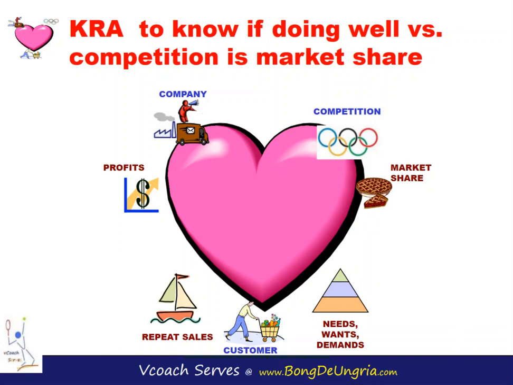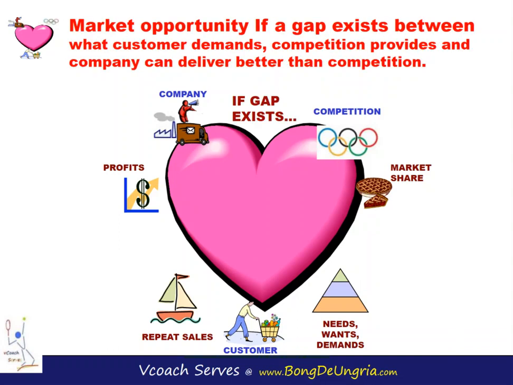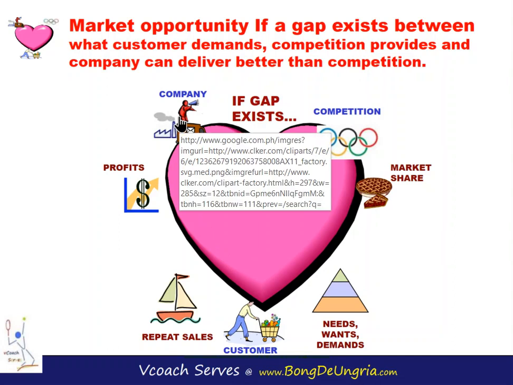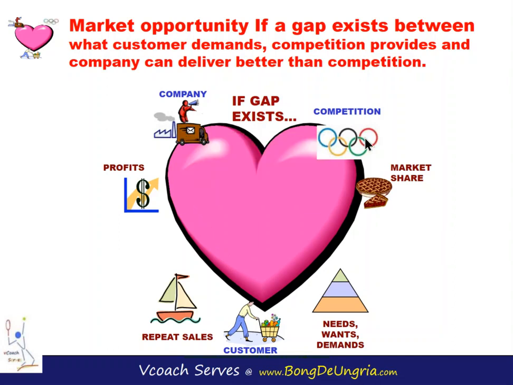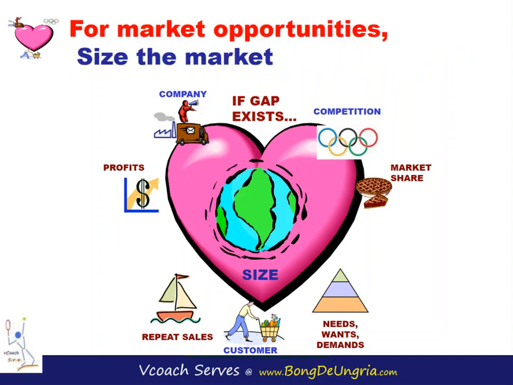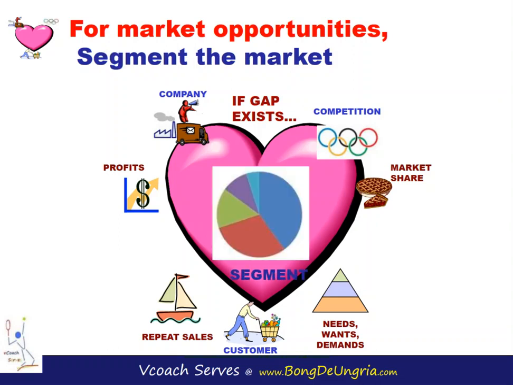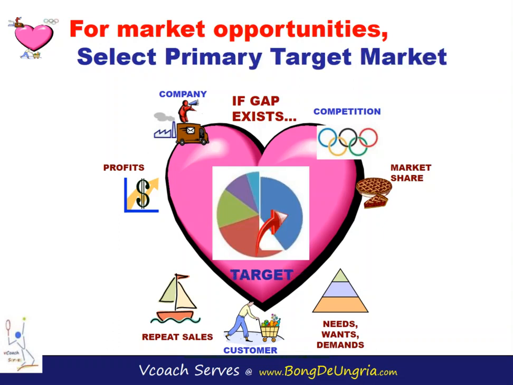Now, when is there a market opportunity? There is a market opportunity if there's something that the customer needs, wants, and demands, that the company can offer better than competition. Okay? So again, those three elements should be present, and if they're present, what should you do? You should size the market, determine if it's big enough to matter and small enough to handle. You should divide the market into segments, each segment consisting of a group of people with similar needs, wants, and demands. Choose among these segments which will be your primary target market.